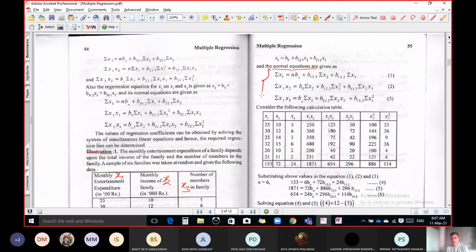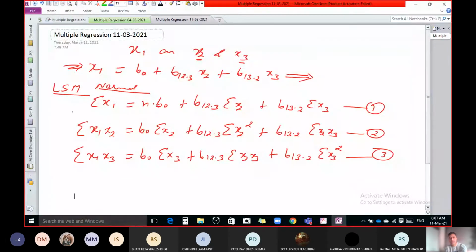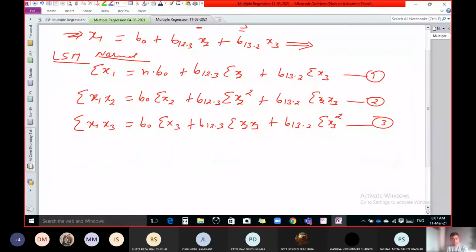It is written over here. Now do the calculation. How to do the calculation? So we have data of x1, x2, x3. There are 6 values, 1 2 3 4 5 6. So there are 6 values of x1, x2, x3.